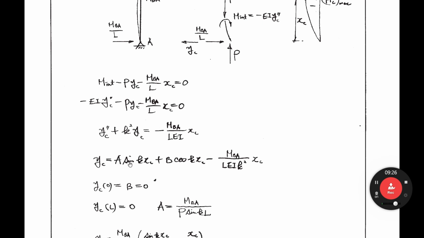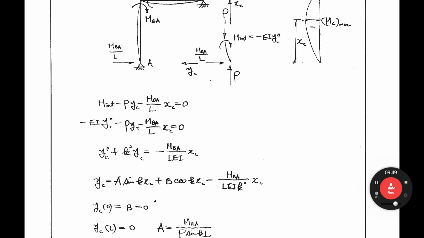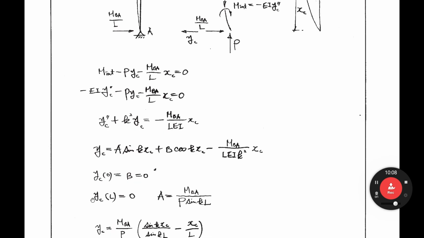YC equal A sine KX plus B cosine KX minus the homogeneous solution and particular solution, MBA L over EI K square XC. So in order to get A and B, we need two boundary conditions. At the bottom of this column, displacement equals 0. Right? So YC 0, sine 0 is 0, cosine 0 is 1, B, 0, B equal 0, right? YC L, here displacement also 0. YC L. From this equation, you can get A equal MBA over P sine KL.